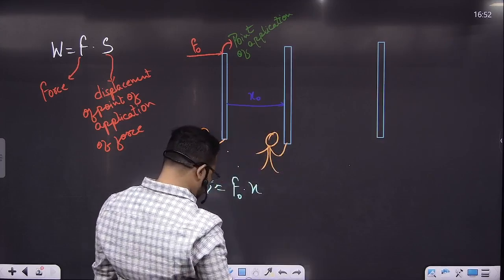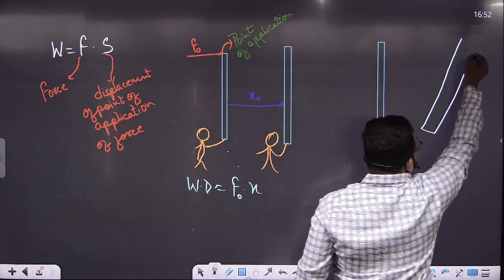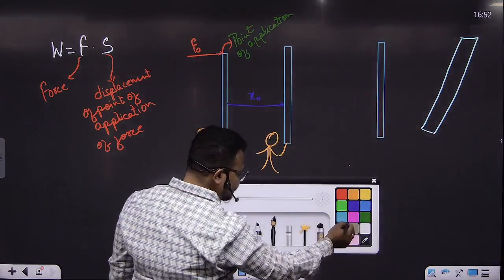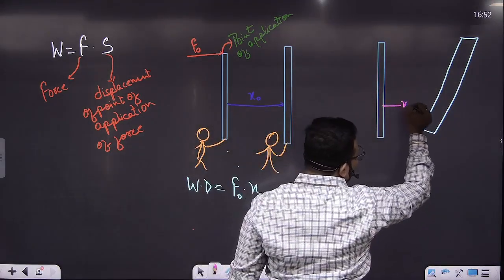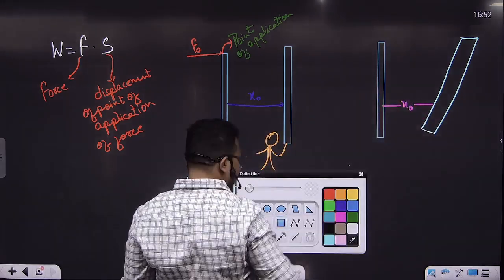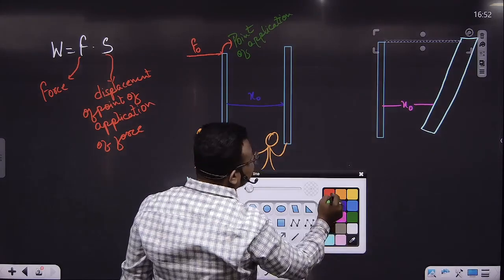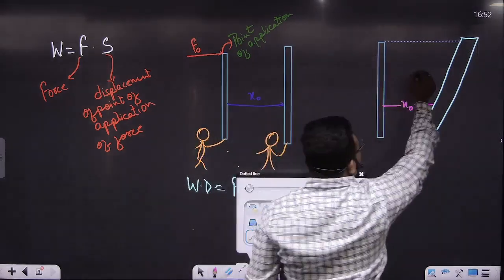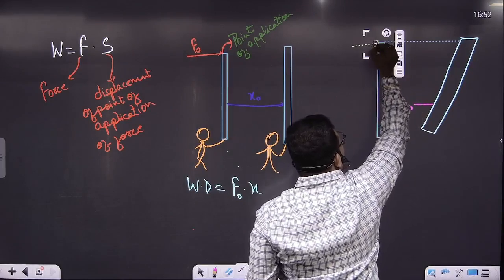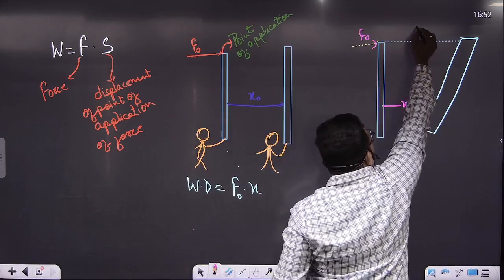I'll draw it, that is better. The rod has fallen like this, right? So when it moves from here to here, it has moved x naught, but from here to here there is a displacement. I am taking the yellow color. Here F naught is acting, and here I am taking S naught.